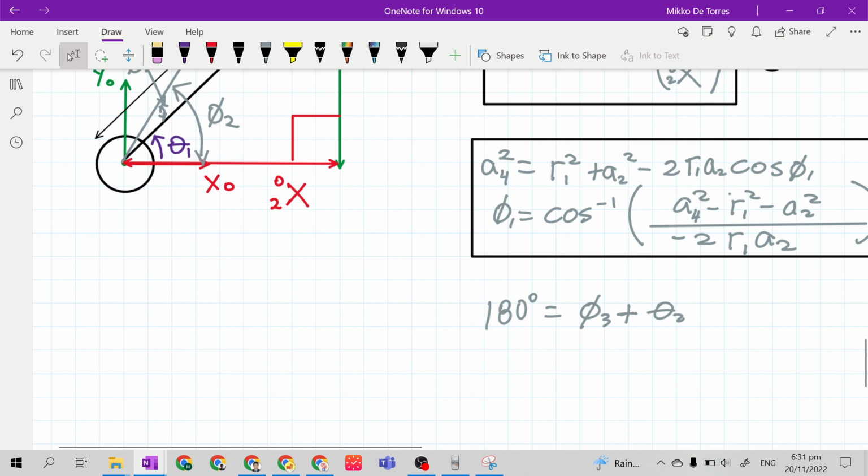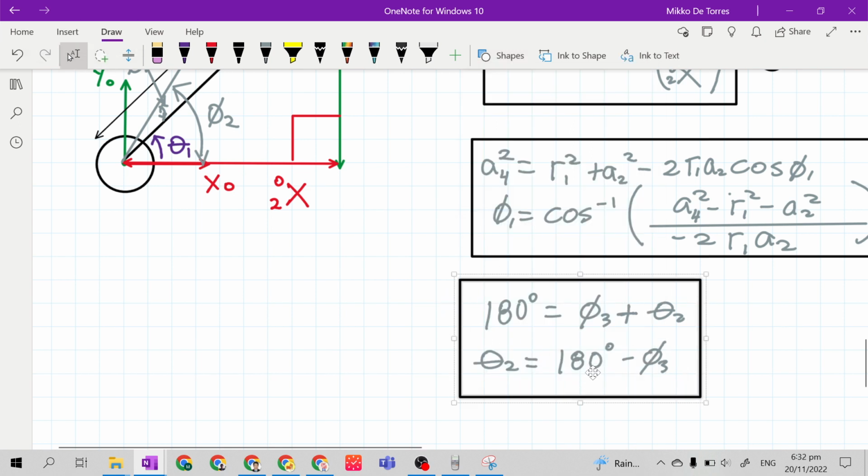So we can solve theta 2 by subtracting phi 3 from 180 degrees. So this is our solution to get theta 2. Let's make theta 2 color indigo. Let's make it indigo to remind us that we are solving for theta 2.